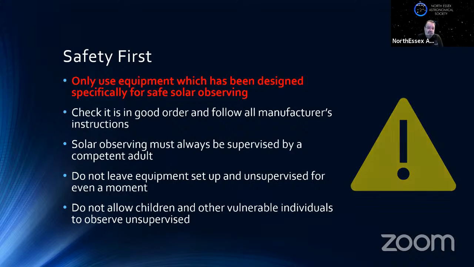Small children and other vulnerable individuals are often curious, and it literally will only take a second for them to look through a telescope when you're looking away. The damage is done. If you've got a solar filter on your telescope, that's fine, but just remember the finder scope and any other small telescopes are just as dangerous, so either remove them or cover them up securely before you start observing.